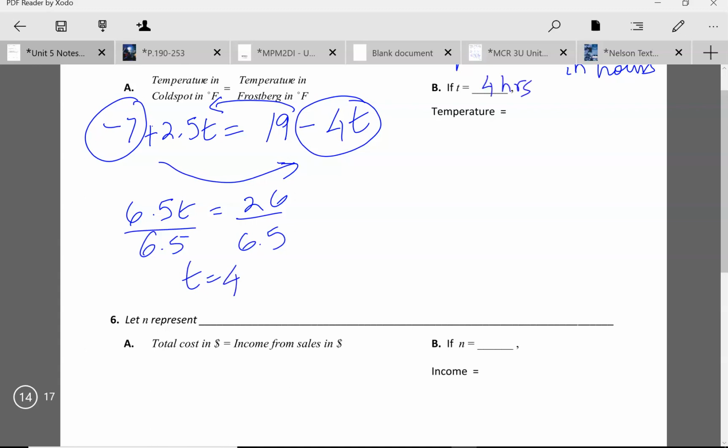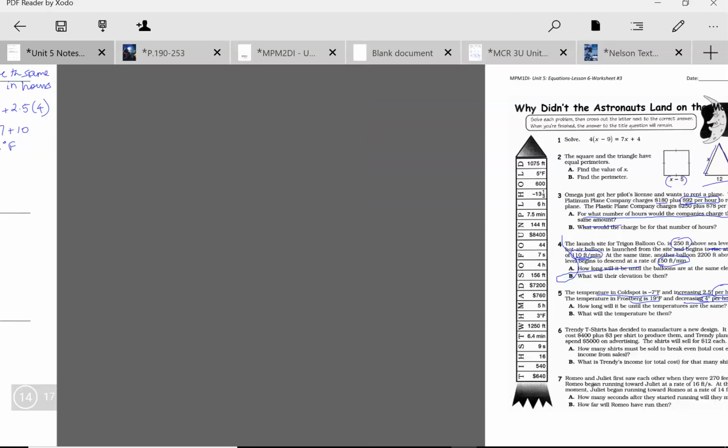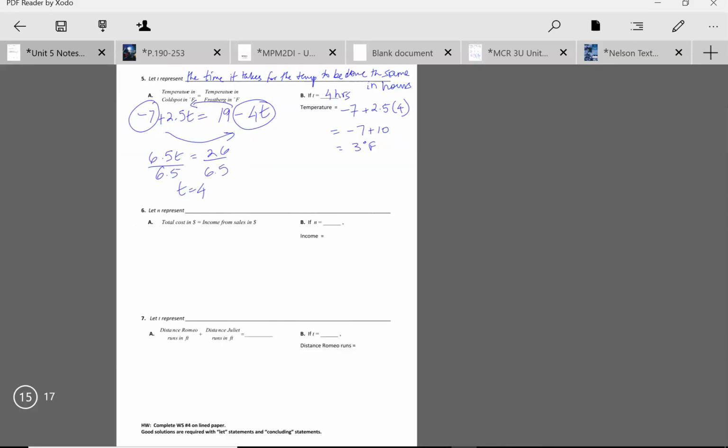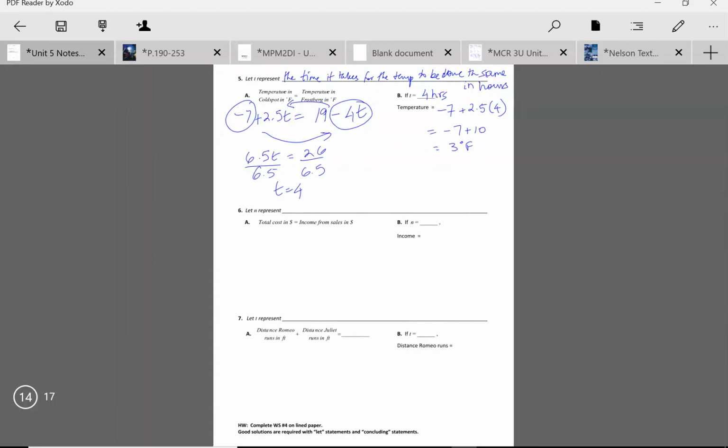The temperature equals -7 plus 2.5 times 4. 2.5 times 4 is positive 10. So this is 3 degrees Fahrenheit. Is that even an answer? Yeah, it's right here, 3 degrees Fahrenheit. Okay. Excellent.